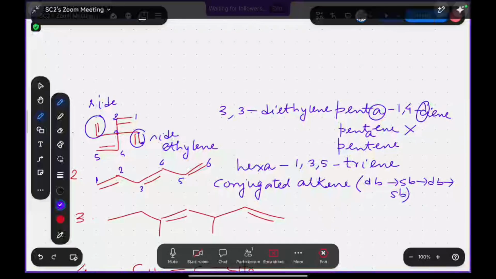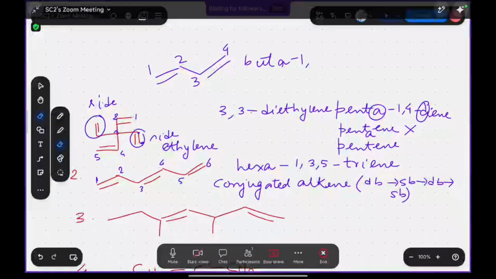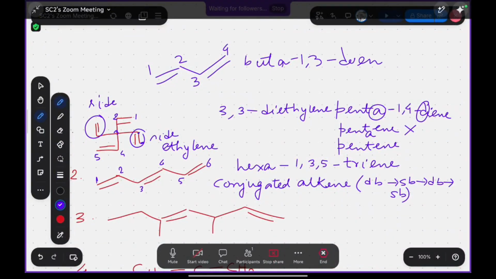Now see the next example. I'll give you more examples. See, for example, if I see this, this is another example. Then the name will be, if you write properly, buta. Since we are having 4 carbon atoms, only the single parent chain, no side chains are there. So buta-1,3-diene. Why di? Because it is having 2 double bonds.